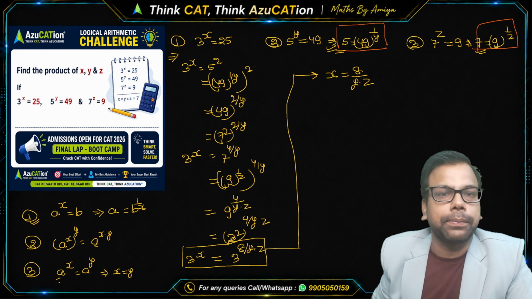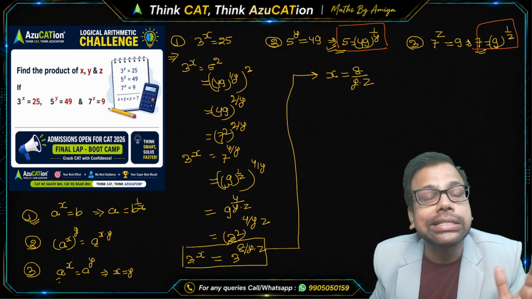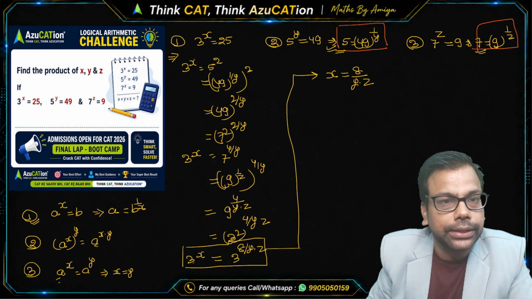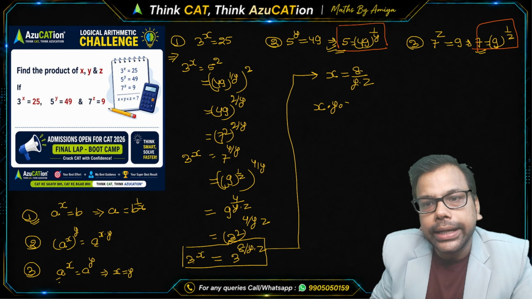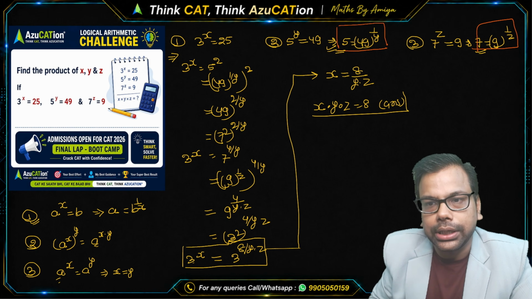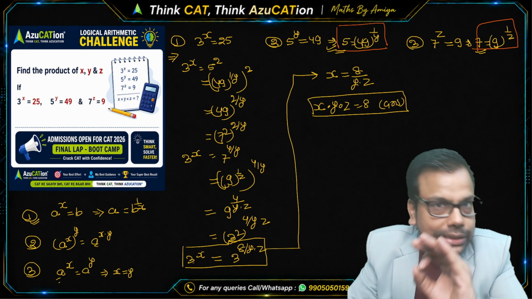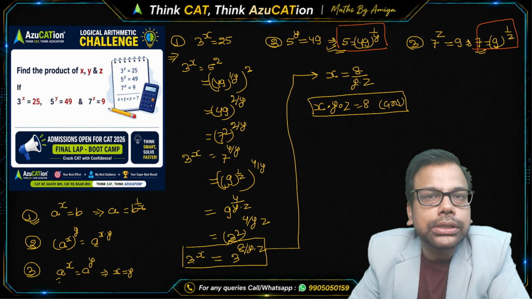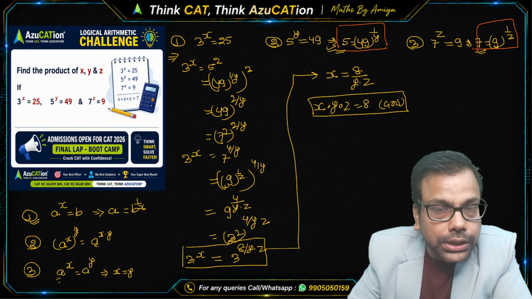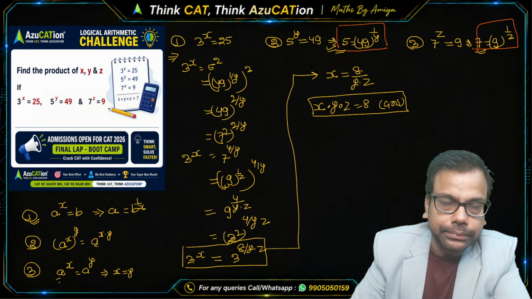Let's cross multiply. Since y and z are not 0, because if they are 0, it becomes 1. So we can say x into y into z is equal to 8, and this is our answer to this question. An interesting question with a simple outcome, basic concepts. We can use the log in solving this question. Definitely you must have solved it and found the answer.